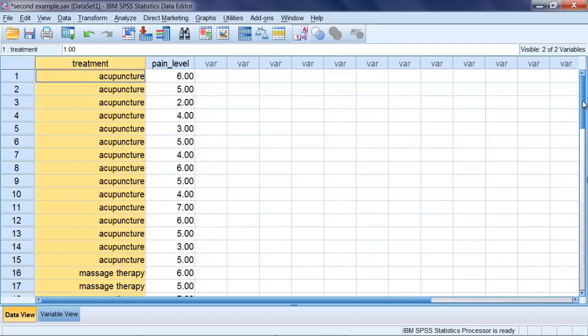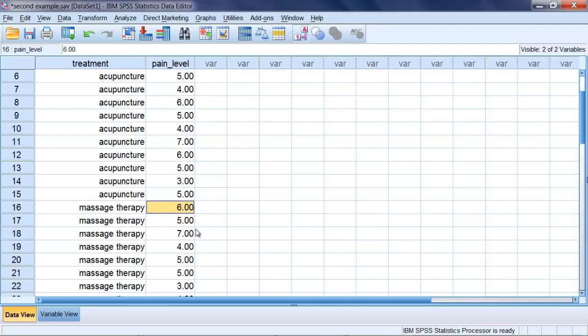After receiving this treatment for a period of 2 weeks, they responded on a 1 to 7 scale, the amount of pain they were currently experiencing at the end of the last treatment, where 7 indicates the highest degree of pain and 1 indicates the lowest degree. You can see here that the first person, who happened to receive acupuncture, had a pain level of 6 at the conclusion of the treatment. The second person had a pain level of 5, and so on. The first person in the massage therapy group had a pain level of 6, the second person had a pain level of 5, the third person a pain level of 7, and so on.